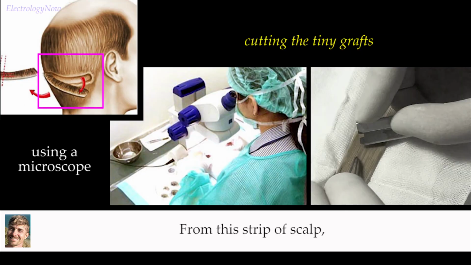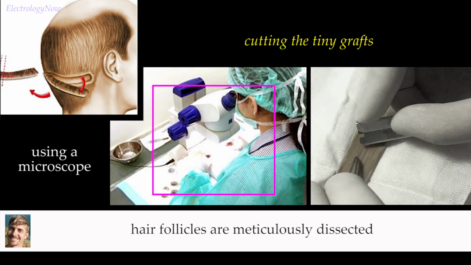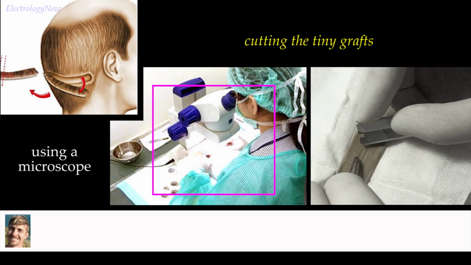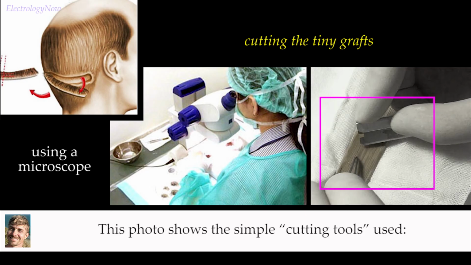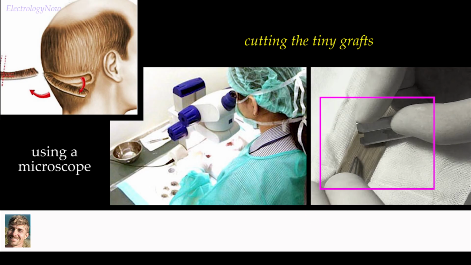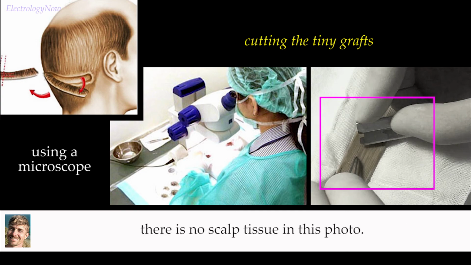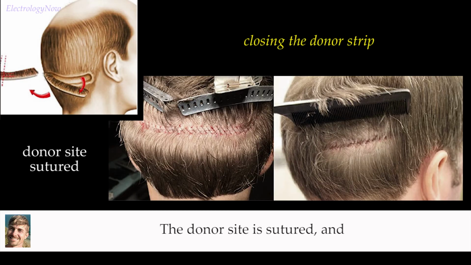From this strip of scalp, hair follicles are meticulously dissected into tiny hair and follicle grafts. Uncle Bono had this arduous task when he assisted Dr. Perkins in hair transplant surgery. This photo shows the simple cutting tools used: razor blade, tweezers, and a special cutting board. There is no scalp tissue in this photo. The donor site is sutured, and most of the time the scar is not noticeable.